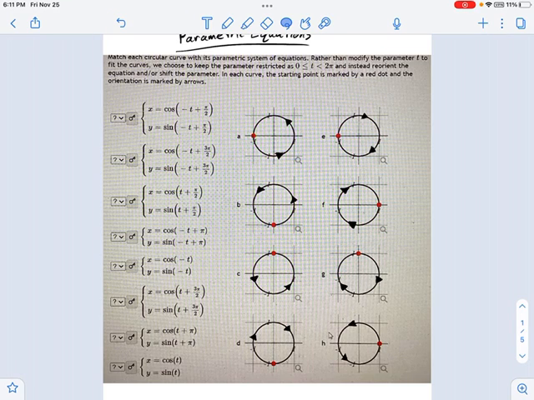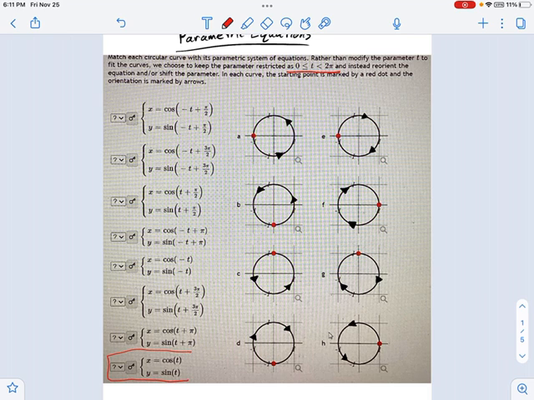The main point of this question is to really get across this idea of orientation of a parametric set of equations. In other words, where does t start? Where does our parameter start and where does it stop? And which direction does that imply as we work our way around the parametric curve? So to illustrate this point, I want to go over these two examples first.